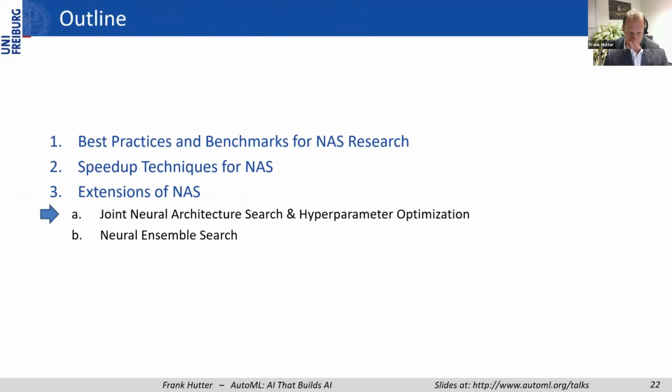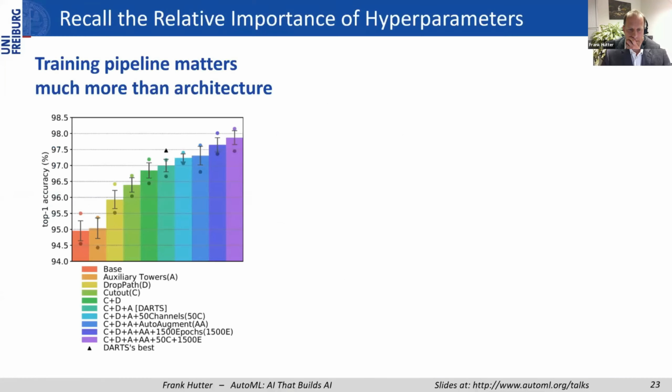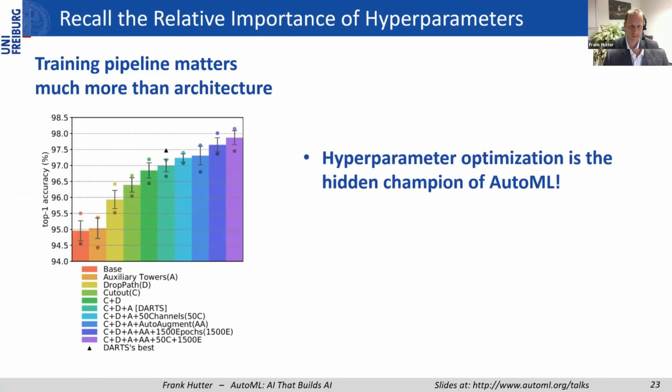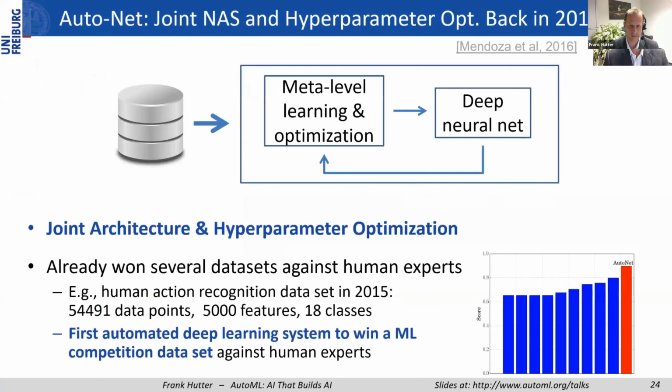Now, recall this relative importance of hyperparameters that we saw before. The hyperparameters and the training pipeline were much more important than the architectures. So it's really the case that hyperparameter optimization is the hidden champion of AutoML, and we shouldn't undervalue it. When we search for neural architectures, we should also jointly search for the right hyperparameters to use with them. And we did that already back in 2015, where our approach then, called AutoNet, actually already won several data sets against human experts.